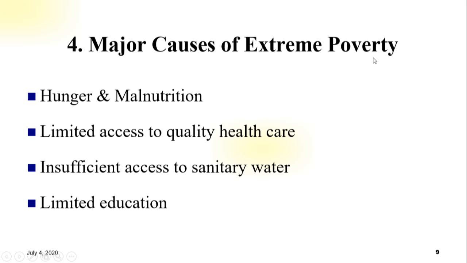causes of extreme poverty. The major causes of extreme poverty, there are 4 points: hunger and malnutrition. The word hunger here means a feeling of discomfort or weakness caused by lack of food, I mean not enough food to eat, coupled with desire to eat.